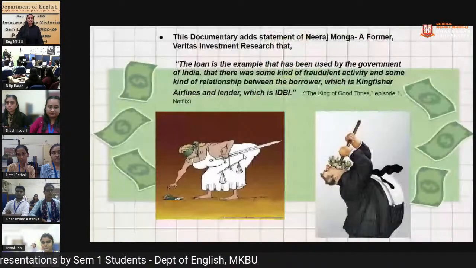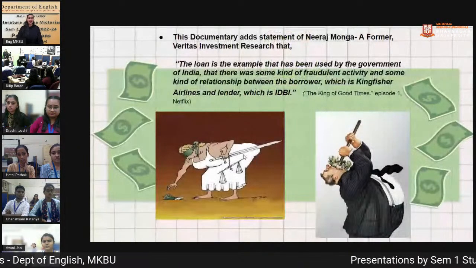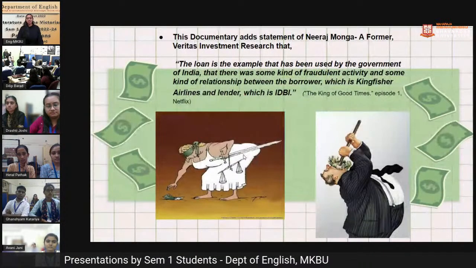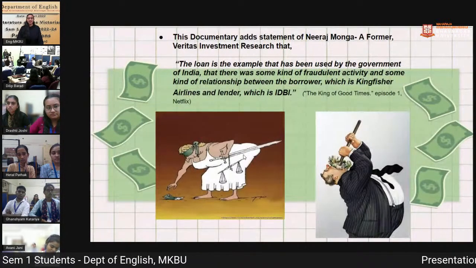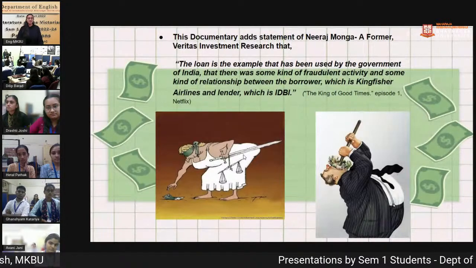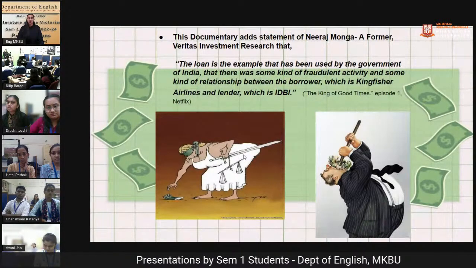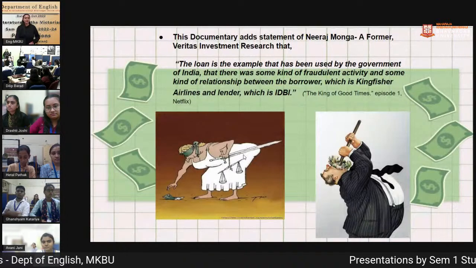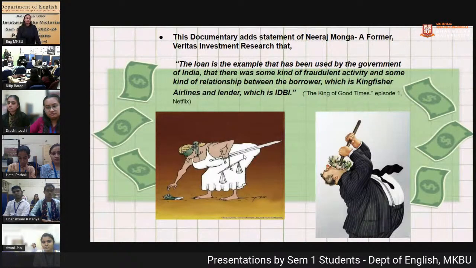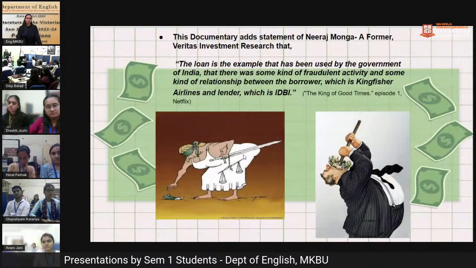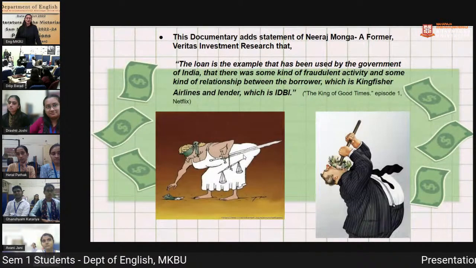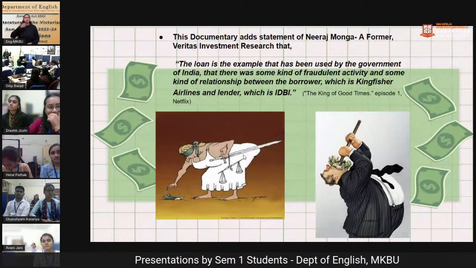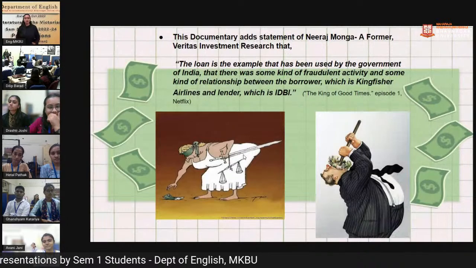This documentary adds a statement of Neeraj Monga, a former Veritas Investment Research analyst, that the loan is an example that has been used by the government of India to show there was some kind of fraudulent activity and some kind of relationship between the borrower, Kingfisher Airlines, and the lender, IDBI Bank. We can see in these two pictures how our law and our government look. And here is the second picture. See in that picture that he is full of money, though he is trying to pull more money into his mouth, and he wants to be fed more and more by the money.